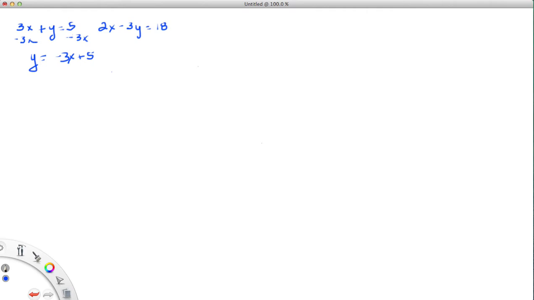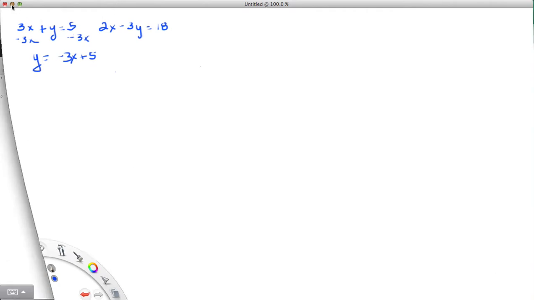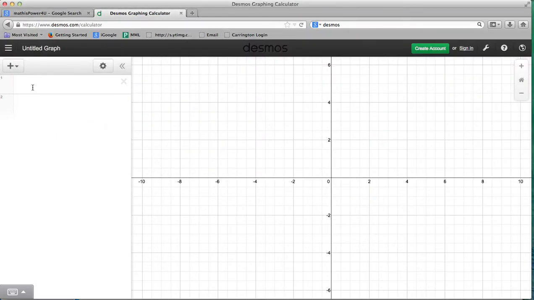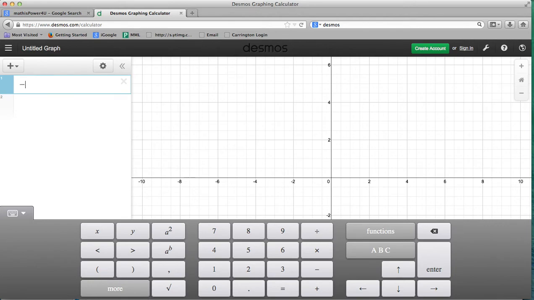Now, a real cool tool to use is Desmos. So I'm going to type that equation into this grapher. So we said y was equal to negative 3x. So right there is the graph of y equals negative 3x. And then it was plus 5. Notice what that did, it just shifted the graph up 5.